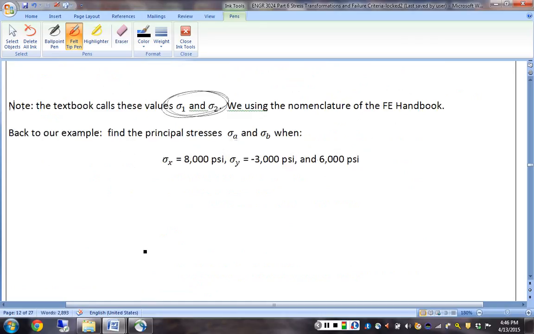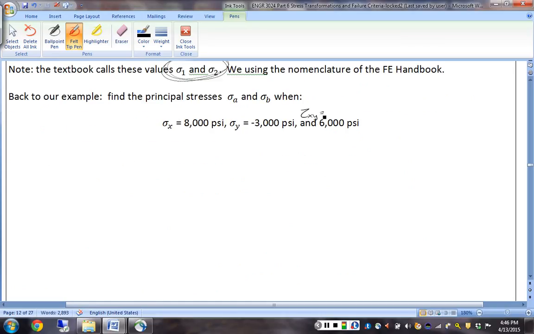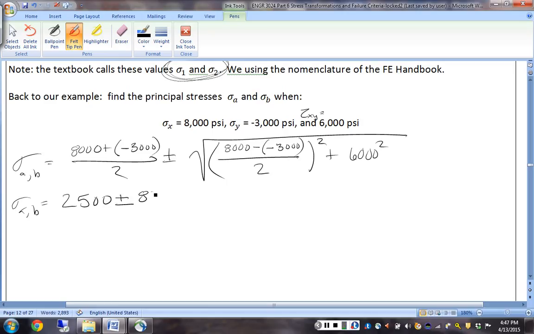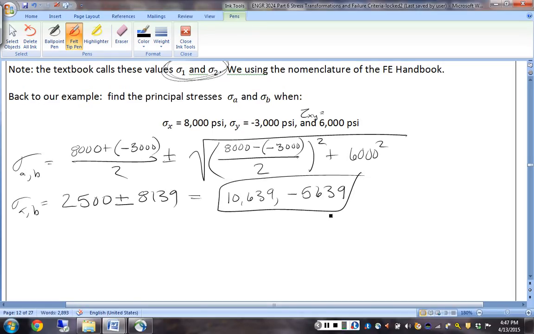So what are the numbers? If this was our stress state and we had our little tau xy that we forgot about, what are they? Sigma A and B equals, what do we need to do? We need to do sigma x plus sigma y, don't lose your signs, average, plus or minus the square root of sigma x minus, don't lose your negative sign, sigma y over 2, that thing squared, plus tau xy squared. Do math. 2,500 plus or minus 8139, which ends up being 10,639 and minus 5,639. What are these things called?